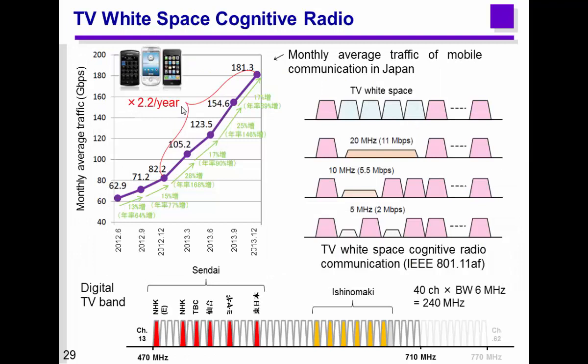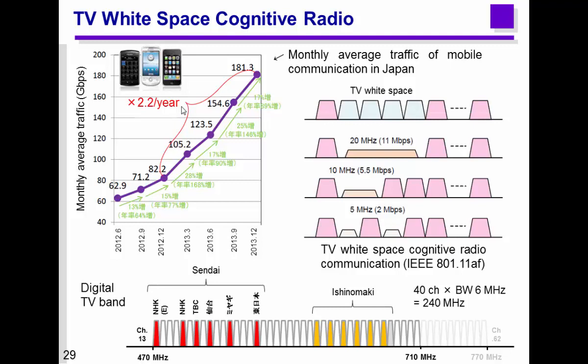The last example is the tunable filter. We fabricated a tunable filter for TV white space cognitive radio. The digital TV band is from 470 megahertz to 700 megahertz. There are 40 channels of 6 megahertz each.